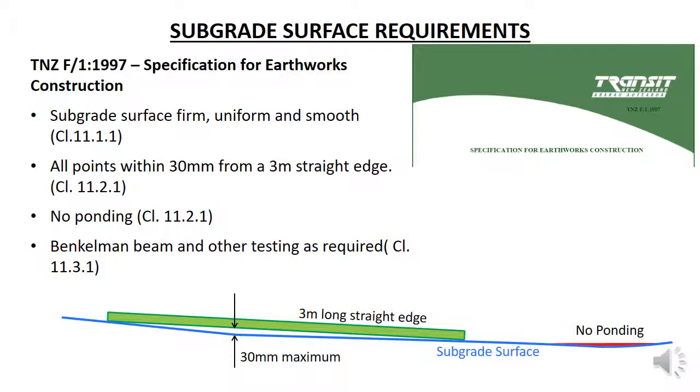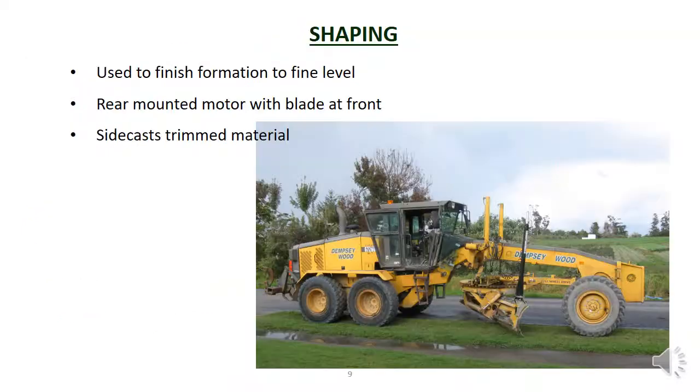The deflection and other properties of the surface also need to be tested. Specification mentions the Beckman beam test, which measures the deflection of the surface under load. Basically, you park a truck with an 8.2 ton axle load on the surface, then measure how much the road surface rises when the truck moves away. So after the testing, we're ready to shape the road to its final shape.